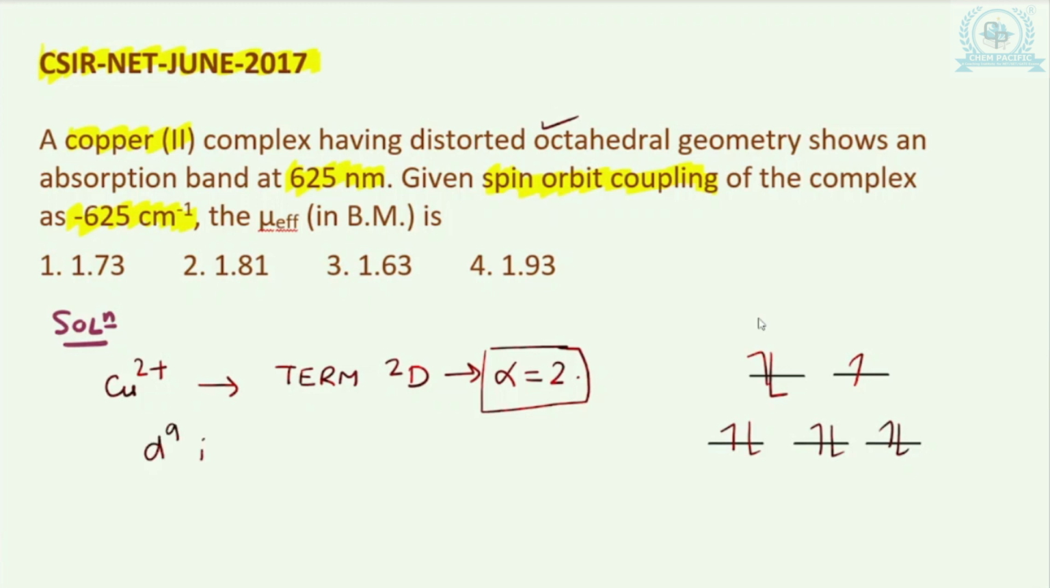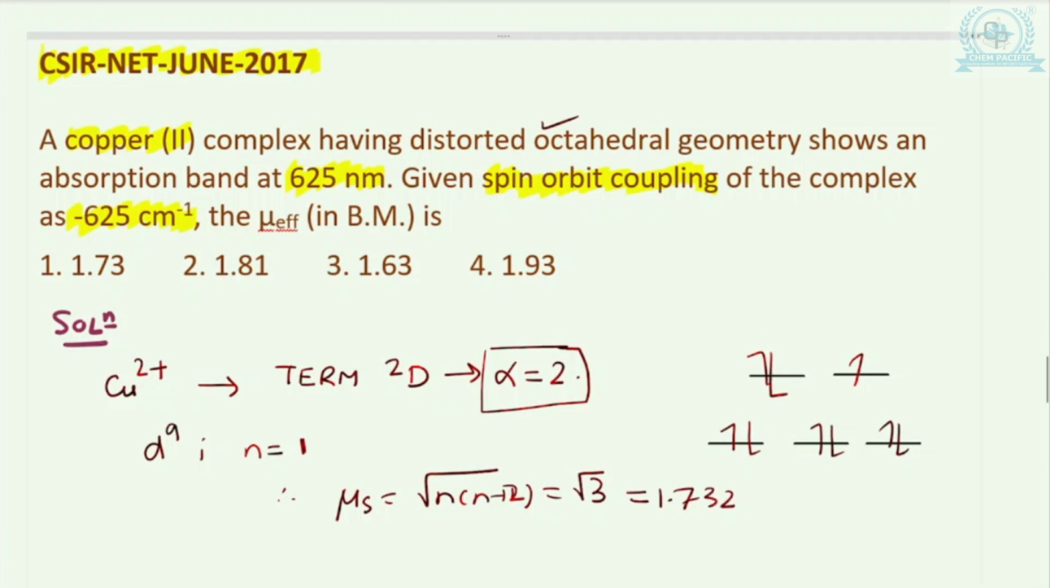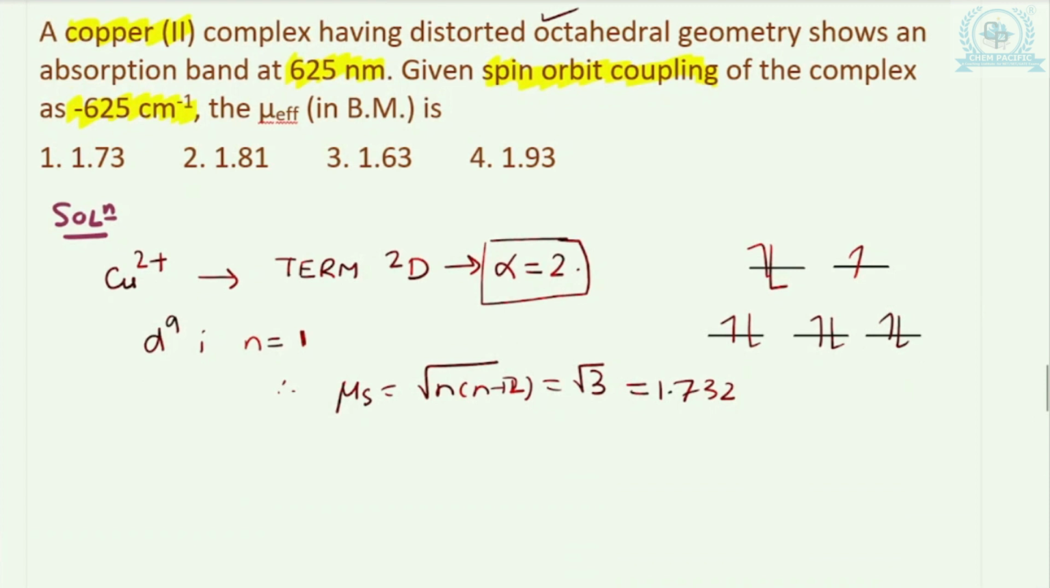It means number of unpaired electrons n is equal to 1 and therefore mu spin value आपका हो जाएगा root over n into n plus 2. Putting n equal to 1, you have root over 3 and the value of root over 3 is known to you, that is 1.732. Now यहाँ पे जो important है, वहाँ पे उन लोगों ने बोला कि absorption band जो है, keep it in your mind, this is so very important.